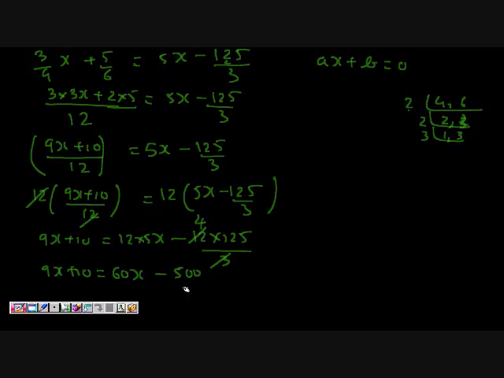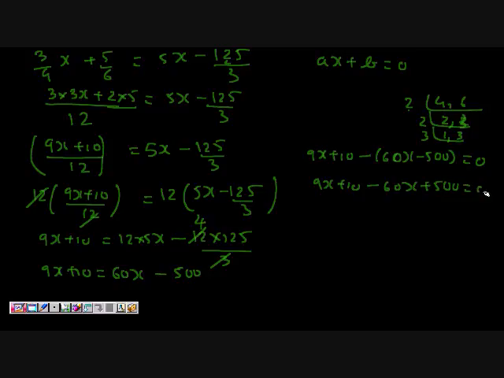Now in order for the right hand side to be 0, we can subtract 60x minus 500 from both sides. So we can say 9x plus 10 minus 60x minus 500 is equal to 0, because if you take 60x minus 500 from both sides, you get this equation. So we can say 9x plus 10 minus 60x plus 500 is equal to 0.